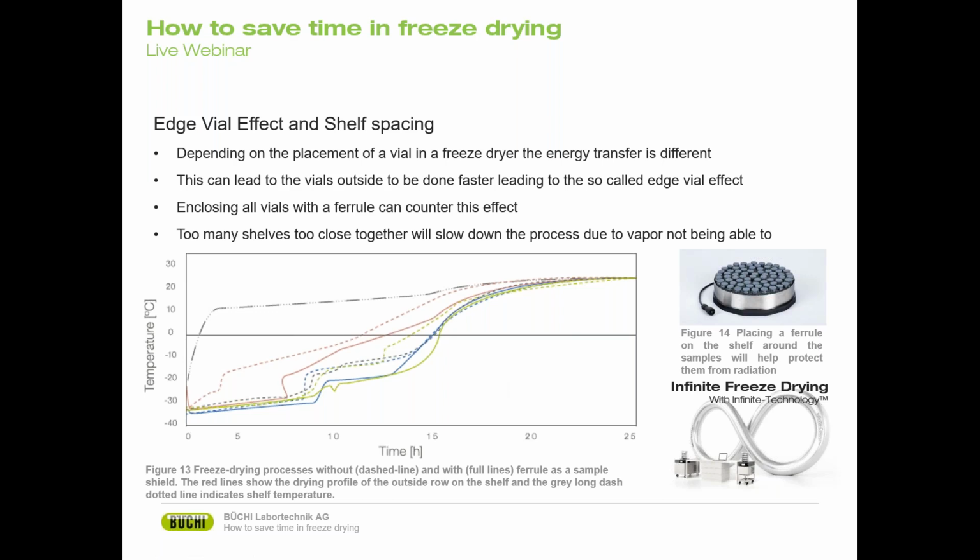Another common mistake is to increase efficiency by increasing the amounts of shelf. However, if the space in between shelves is too small, the vapor cannot escape properly, and the process will slow down anyway. So I hope that I have given you a few tips for saving time in freeze drying and optimizing your freeze drying better.